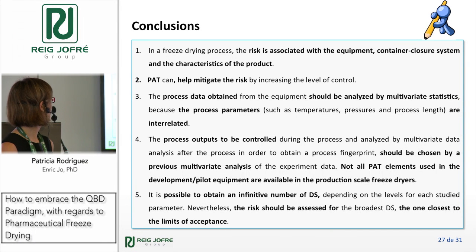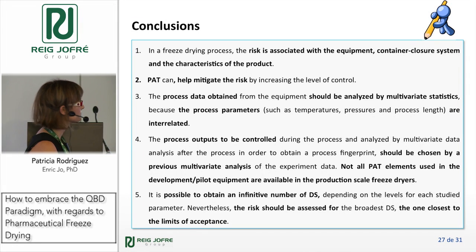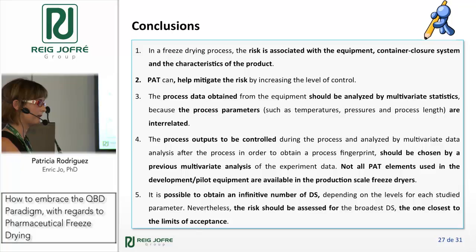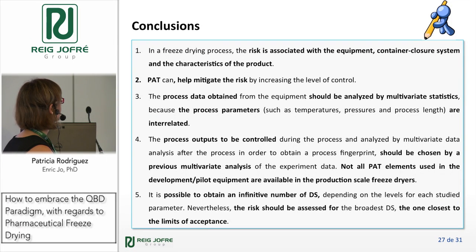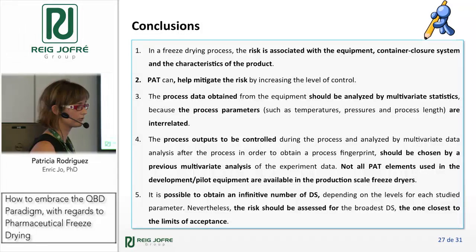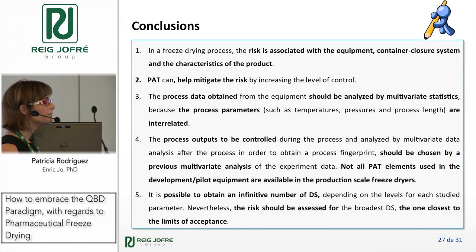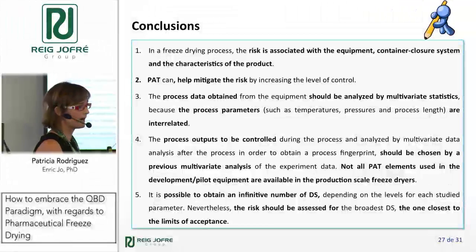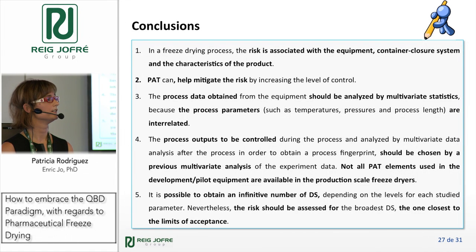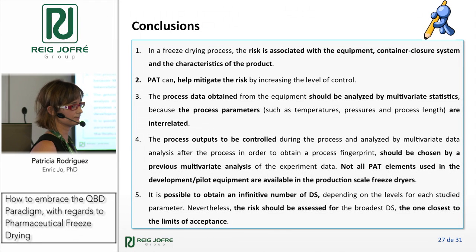So to conclude the exposition, I could say that the risk is associated with the equipment, container closure system and the characteristics of the product. Be aware that the equipment and the container closure system can be a reason for another risk assessment to include in that part of the Lyo process, but it can help to mitigate the risk. Process data obtained should be analyzed by multivariate statistics. The process parameters are always interrelated. Process outputs to be controlled should be chosen by a previous multivariate analysis. And not all PATs are available in the industrial part, so maybe they can only be used in the pilot plant. And last, it's possible to obtain an infinite design space, but the risk should be assessed for the design space that is on the limits of acceptance.